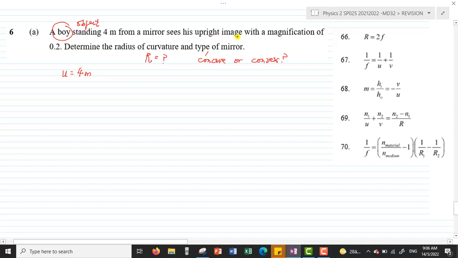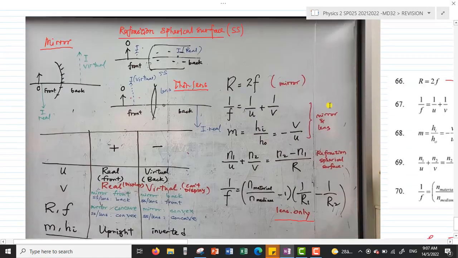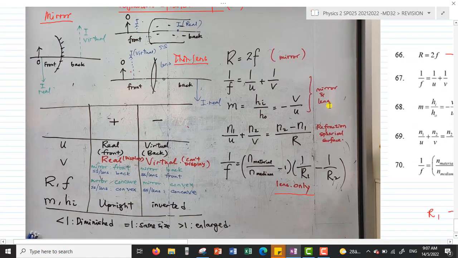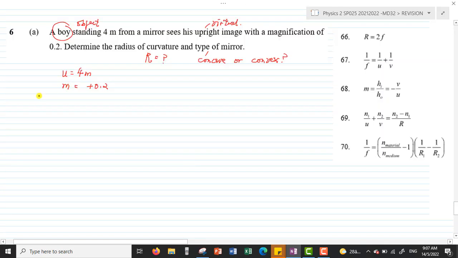And he sees his upright image. An upright image must be a virtual image, whereby the image is formed behind the mirror, with a magnification of 0.2. If we refer to the sign conventions, for an upright image the magnification is positive. So our m should be positive 0.2. We want to determine the R and the type of mirror.